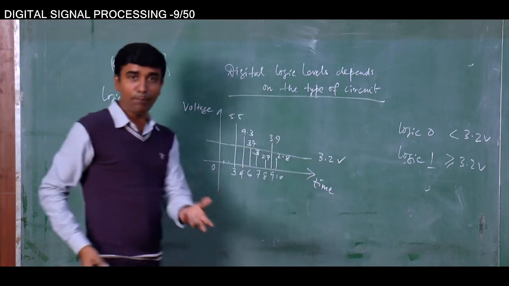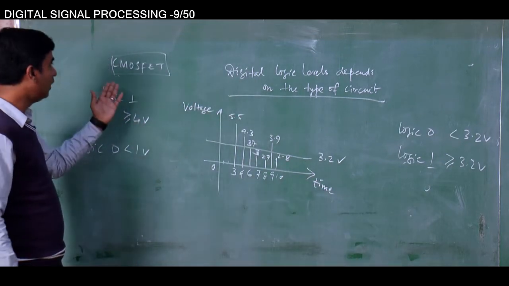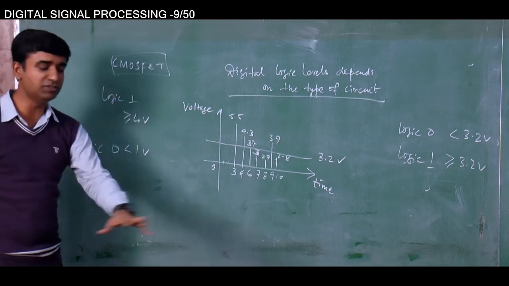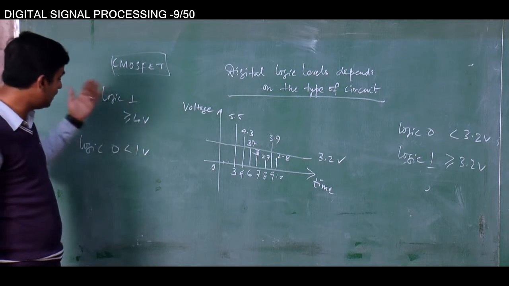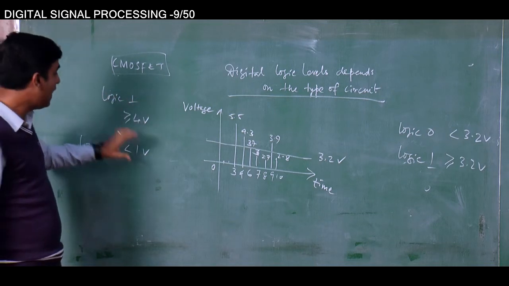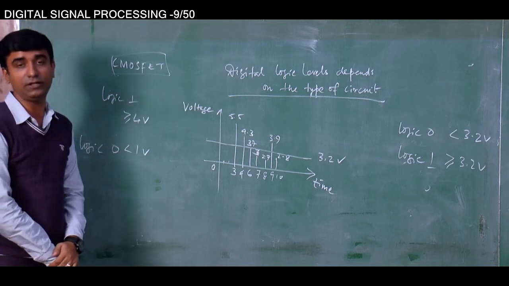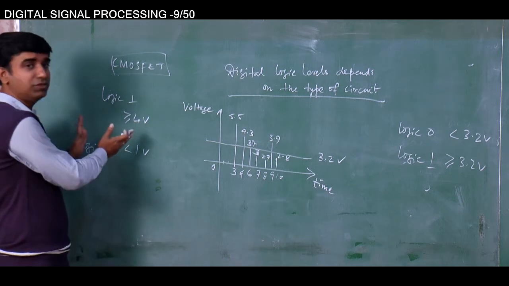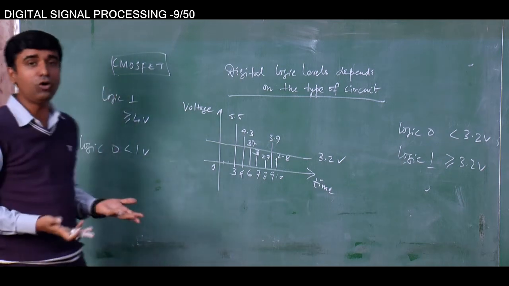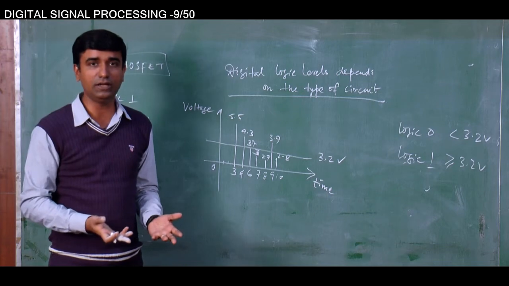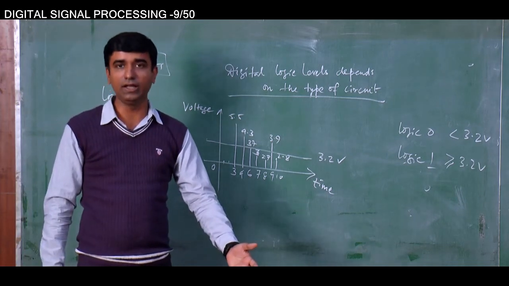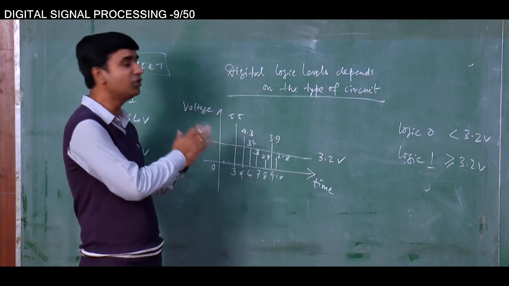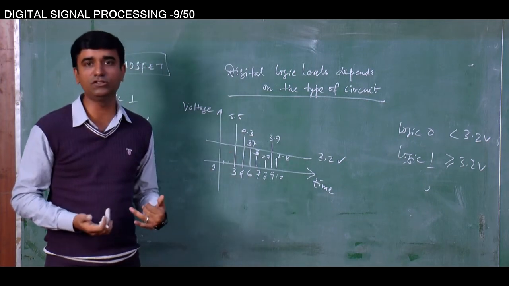Now, in a practical example, I have shown you that if you are using a MOSFET driven circuit, there logic 1 is greater than or equal to 4 volts and logic 0 is less than 1 volt, and in between the state is high Z state. So you must have this knowledge, and that is all about digital logics or digital circuits or digital signals, that according to the type of circuit, the definition of logic 1 and definition of logic 0 changes.